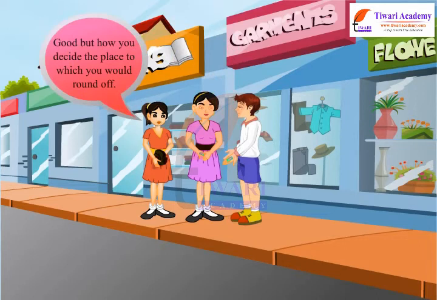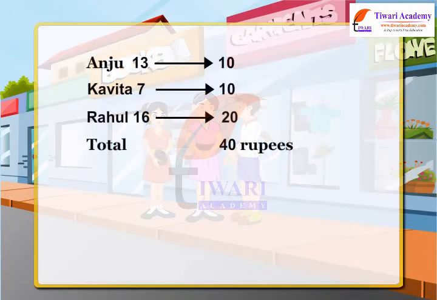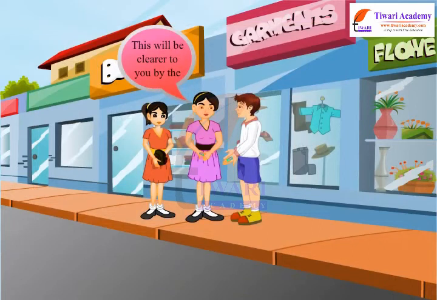Good, but how do you decide the place to which you would round off? There are no rigid rules when you want to estimate the outcomes of numbers. The procedure depends on the degree of accuracy required and how quickly the estimate is needed. The most important thing is how sensible the guessed answer would be. This will be clearer to you by the examples of estimating a sum or difference.